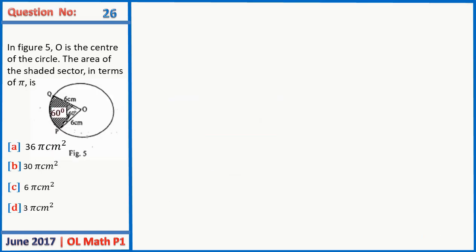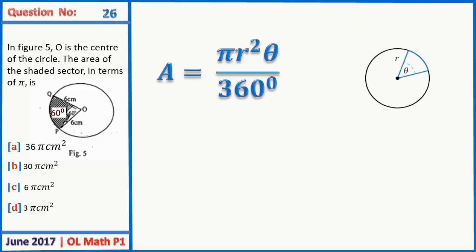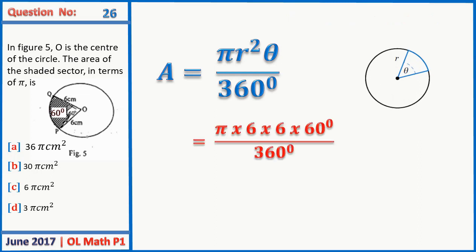Question number 26. In the figure shown, O is the center of the circle. The area of the shaded sector in terms of pi is. Note that the area of a sector is given by pi r squared times theta on 360 degrees, and this gives us pi times 6 times 6 times 60 on 360. Cancelling out gives us the area to be 6 pi square centimeters. So the key is C.